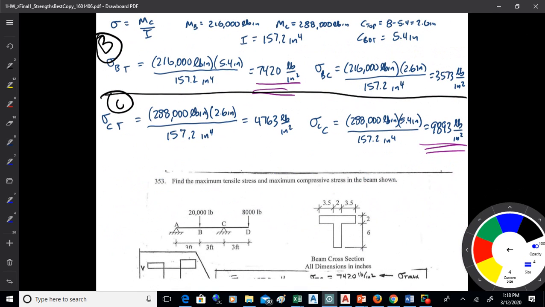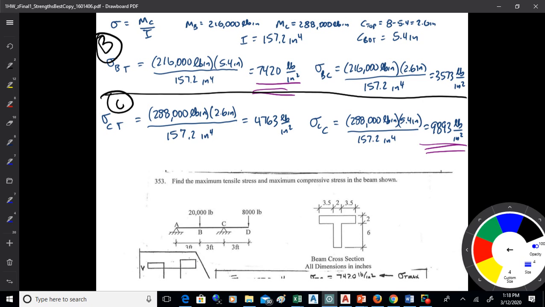Okay. So the moments off the moment diagram are 216,000 at B, 288,000 at C. So you plug those values in. I just found the compression and tension at B and at C.